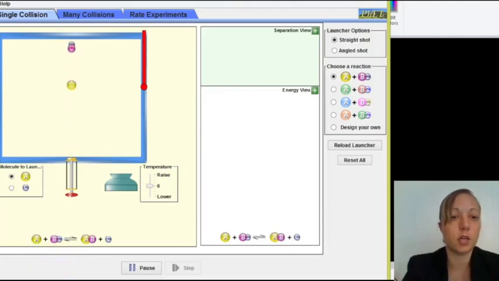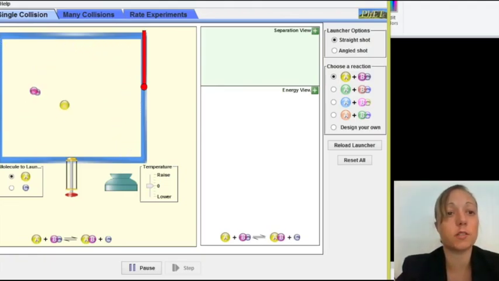So we can see that as they collide, we're getting different things forming. But you can see that time we didn't actually get the formation because it didn't hit in the right way. So sometimes they're going to collide and not actually cause the change because they haven't hit in the right orientation, and we can see that happening here.